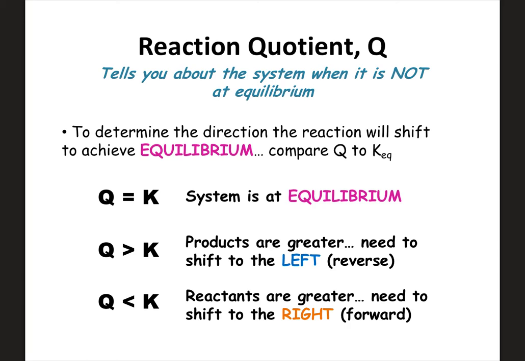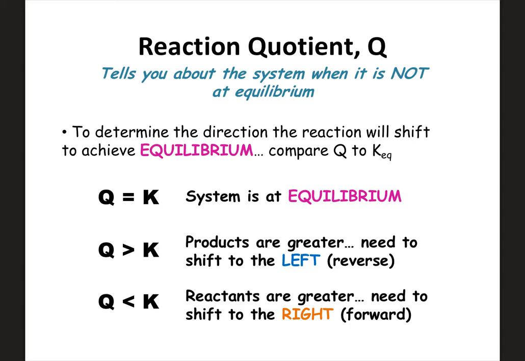Essentially, you have too many products forming, or too many products compared to what you should have at equilibrium. So the reaction needs to reverse and go to the left, or go to the reactant side. If you have Q being less than K, essentially what that means is that you have too many reactants present. You need to use up those reactants in order to get to equilibrium.